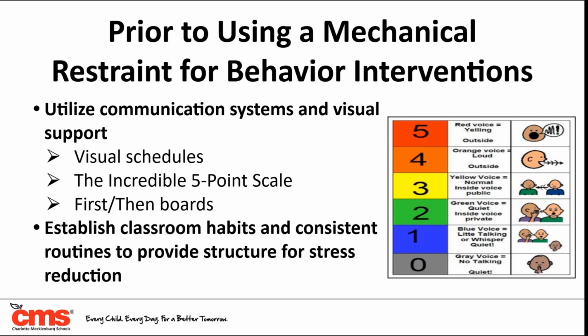So, one of those would be the incredible 5 point scale. You can see a picture of it to the right. This is simply a way to communicate what level of volume the student is on or is going to be on. So I use this as a form of expressive and receptive communication. So I might present this to a student and say, you are currently here.